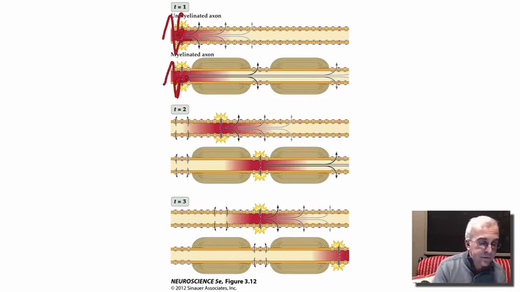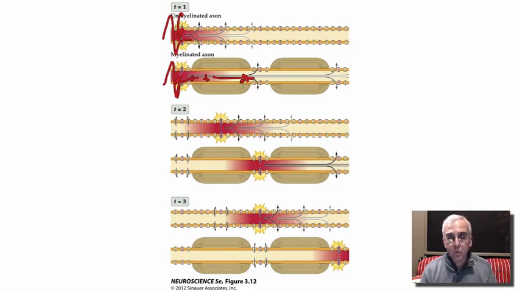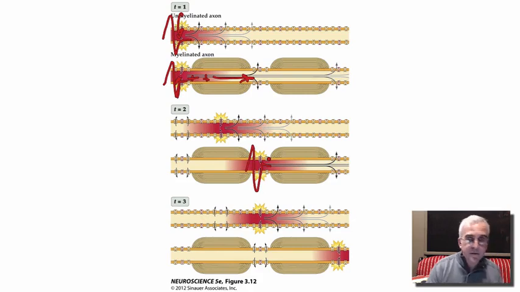But because of the presence of myelin, the propagation of positive charge is going to be much more rapid and much more efficient in the myelinated axon compared to the unmyelinated axon. And so we are able to generate the second action potential efficiently at the next node in just a fraction of a second.